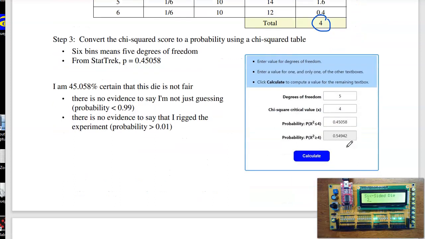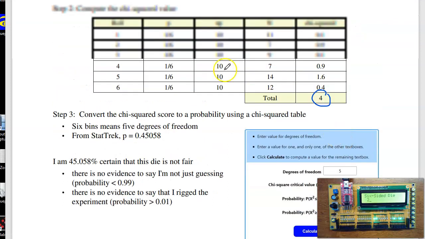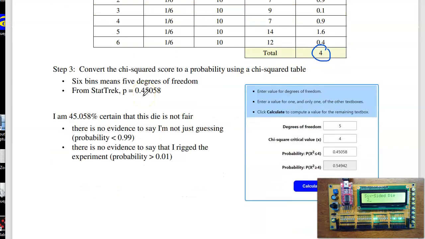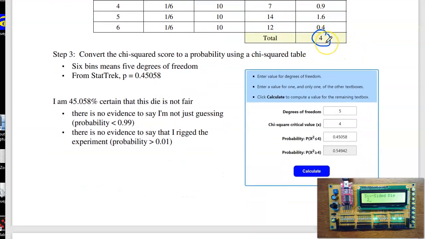To convert that to a probability, I use a chi-squared table. I've got 6 bins, meaning 5 degrees of freedom. My chi-squared value is 4. Convert that to a probability.